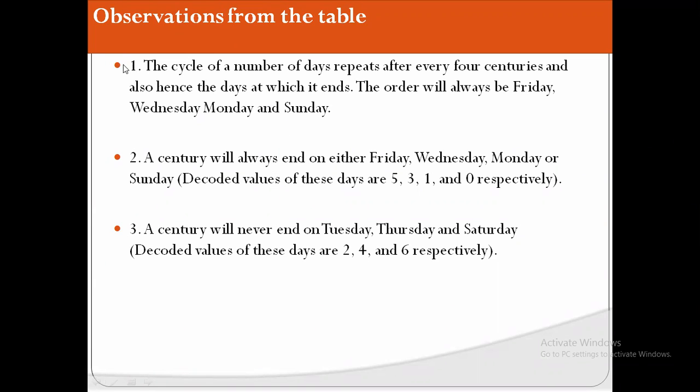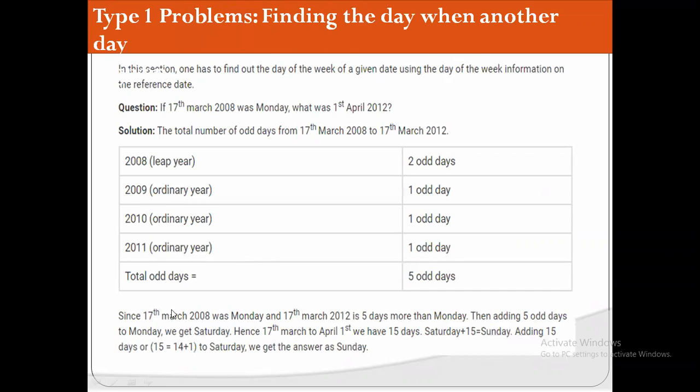So from these observations, the order will always be Friday, Wednesday, Monday, and Sunday. The century will end either on Friday, Wednesday, Monday, or Sunday, because we can decode these 5, 3, 1, 0 values, and it will never end with Tuesday or Thursday. I forgot Saturday also: Saturday is also not possible as an end day for a century. So these are all the observations we have learned.